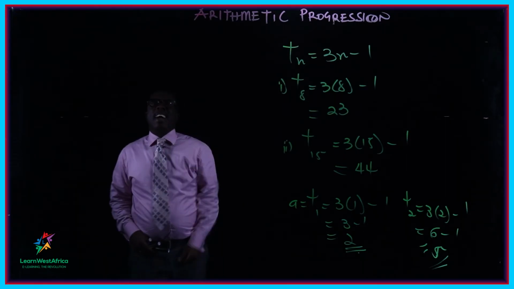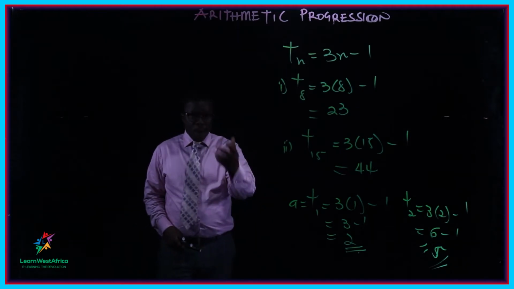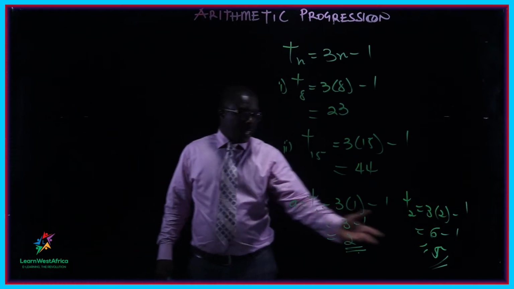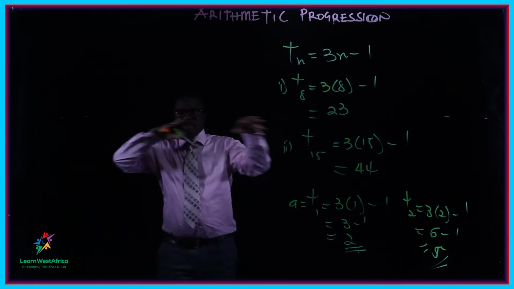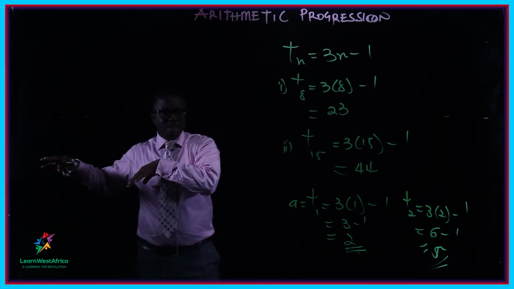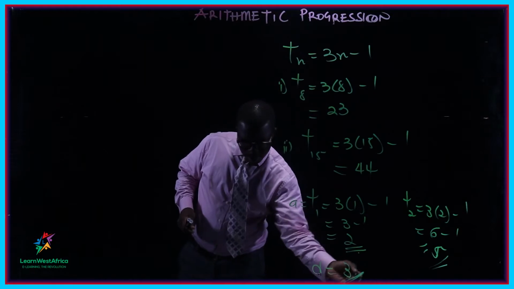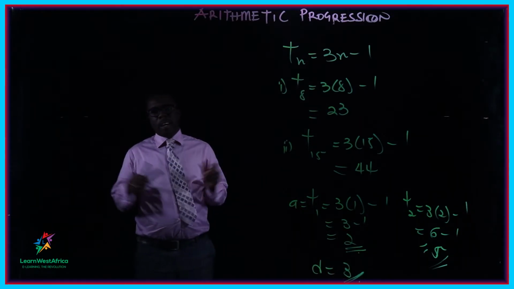So guys, I hope you can guess what the common difference will be, if the first term is 2 and the second term is 5. 5 minus 2. That's going to give you 3. So your common difference, D, will be 3. That's pretty easy for you to work out.